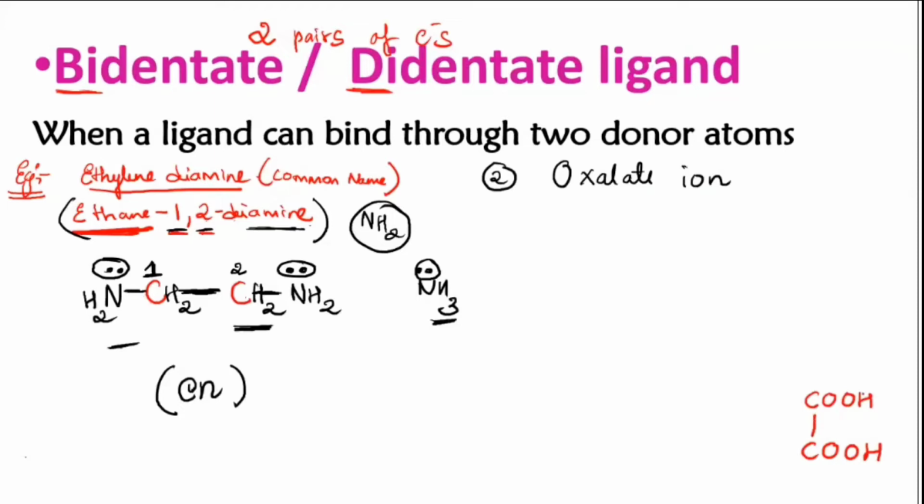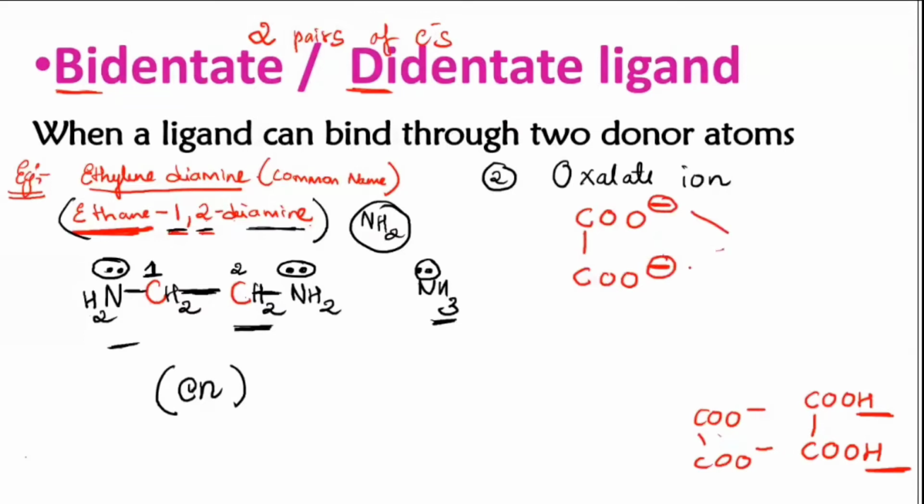Now, if this oxalic acid loses its proton, if H plus ion is lost, then you will get COO minus, COO minus. This itself is our didentate ligand. I'll write it over here: COO minus, and again here COO minus. So this two electron pair, you can see one over here, and one below. These two can be utilized for donation to the metal. So they are called didentate or bidentate.